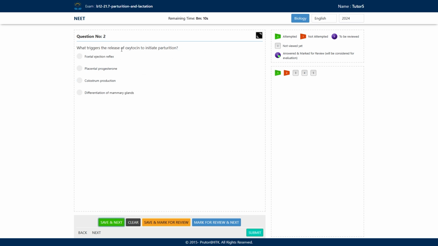Now, what triggers the release of oxytocin to initiate the parturition? What are the options? Fetal ejection reflex, placental progesterone, cholesterol production, and differentiation of the mammary gland. So what is triggering the release of oxytocin to initiate the childbirth, which is also known as parturition?